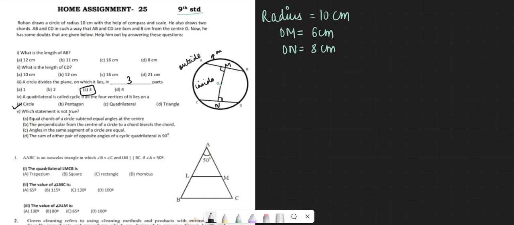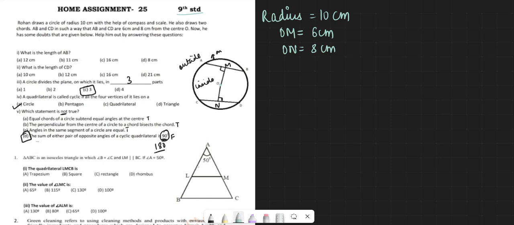Which of the following statements is not true? Equal chords subtend equal angles at the center. This is true. The perpendicular from the center of a circle to a chord bisects the chord. This is true. Angles in the same segment of a circle are equal. This is true. The sum of either pair of opposite angles of a cyclic quadrilateral is 90. This is false, because this sum is equal to 180 degrees. So my answer will be D in this case.